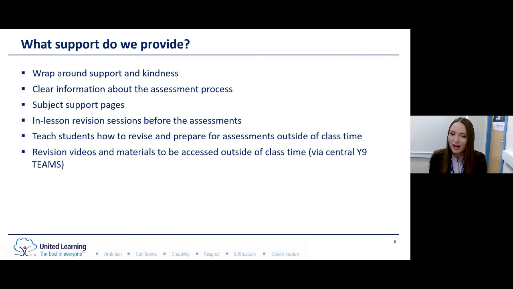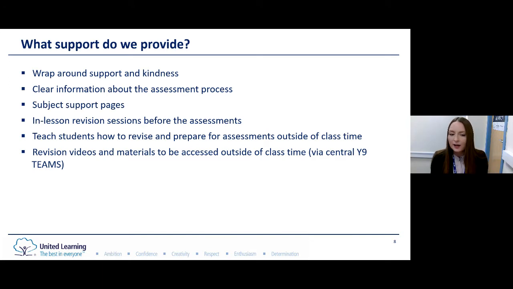What support do we provide then? Well, we know that this assessment period may be a little daunting for our students, particularly sitting those assessments in hall, that being a real change to what they've done so far. Therefore, we provide wraparound support and kindness. We give really clear information about the assessment process so students know exactly what to expect. We have the subject support pages with full information, and in-lesson revision sessions before the assessments.